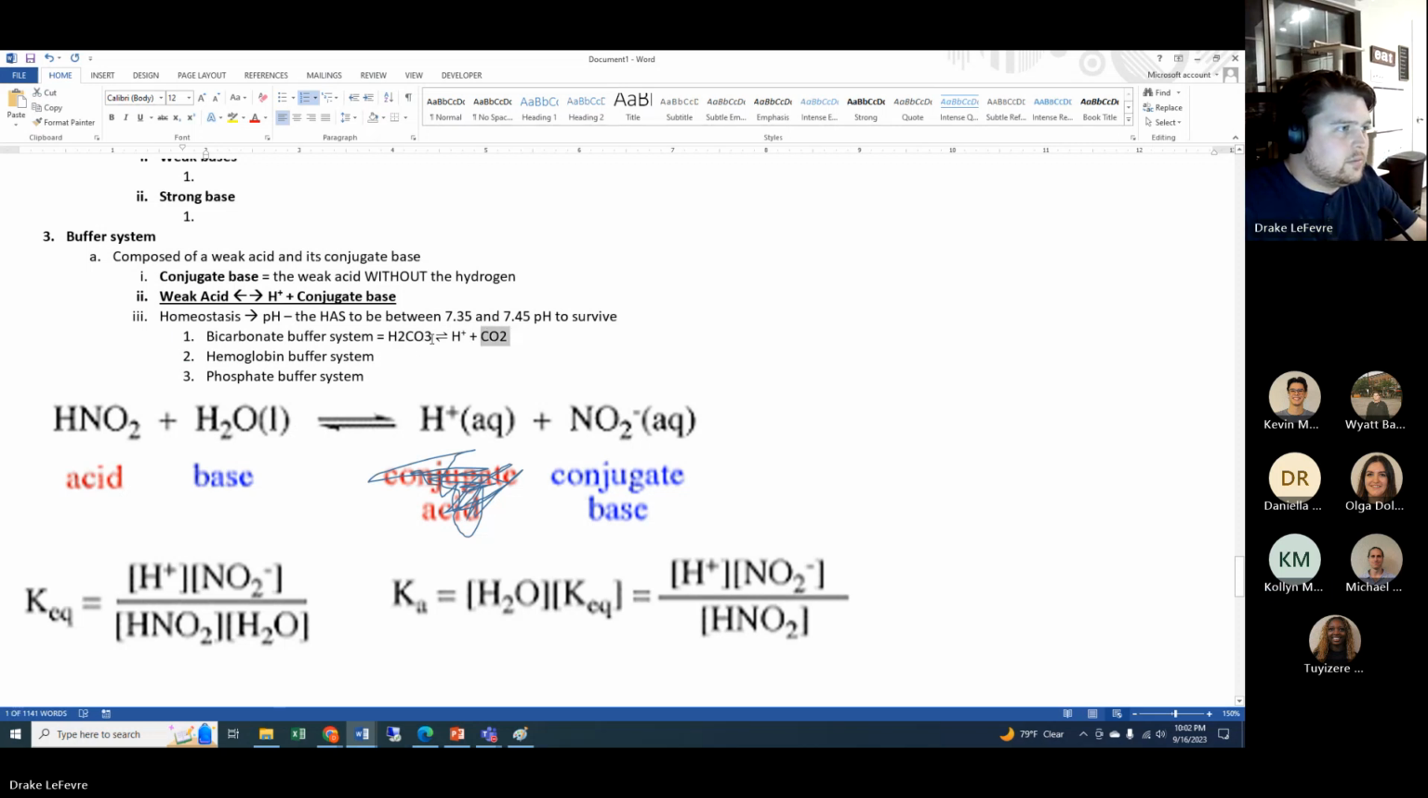But this H2CO3, that's a weak acid. CO2 is going to be its conjugate base, and release. These numbers don't quite add up. This equation is a little bit more complicated, you'd have other stuff in here, but just for demonstration purposes, this is literally a weak acid and its conjugate base and free hydrogen.